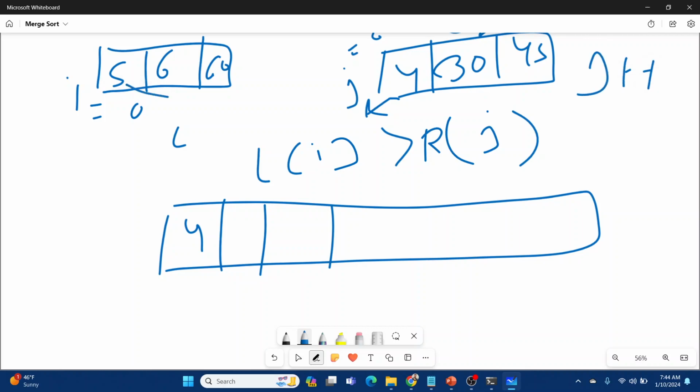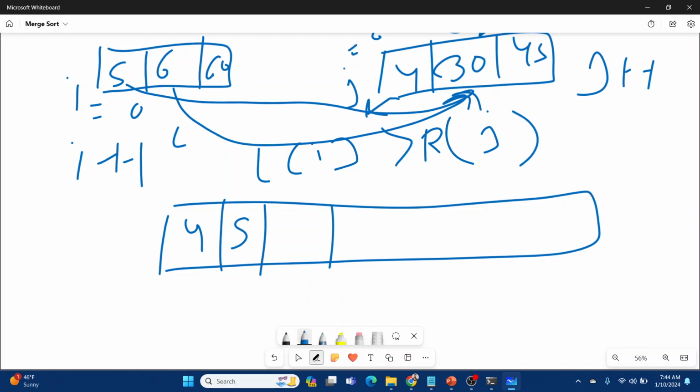Now 5 will be compared with the 30, which is bigger, right? So 5 will come over here because 5 is smaller, and we will do i plus plus. Now 6 will be compared with the 30, right? So 6 is smaller, so 6 will come and we will do again i plus plus.